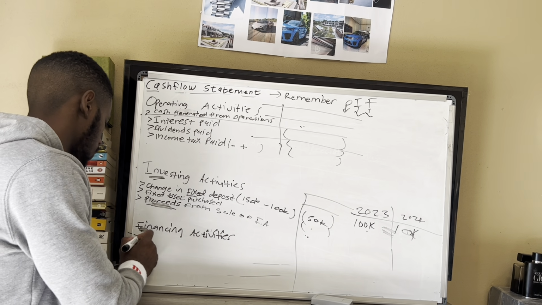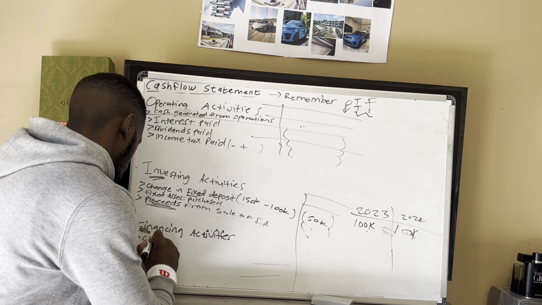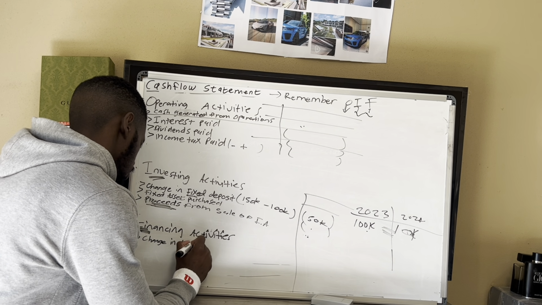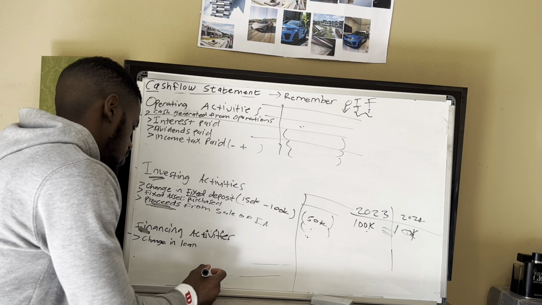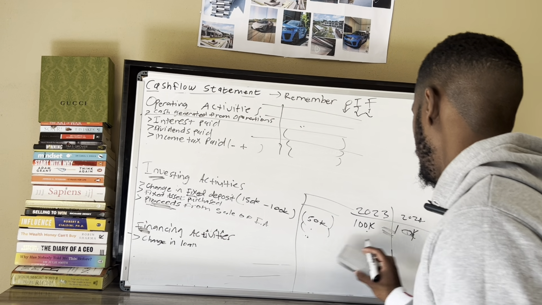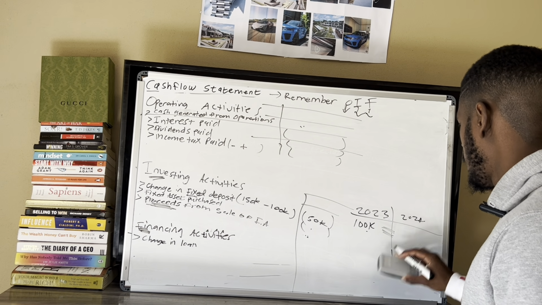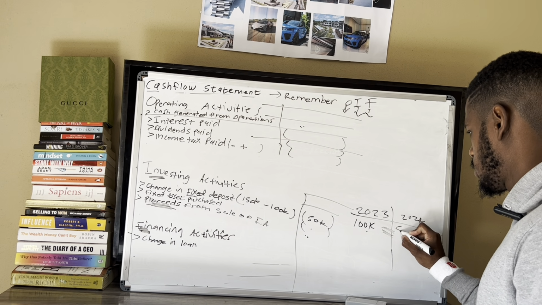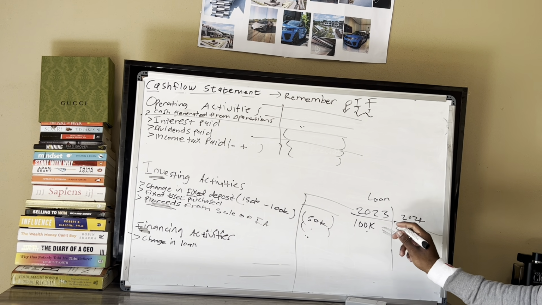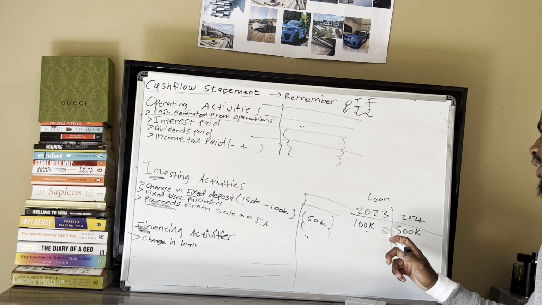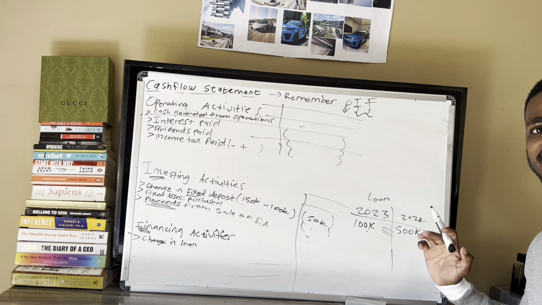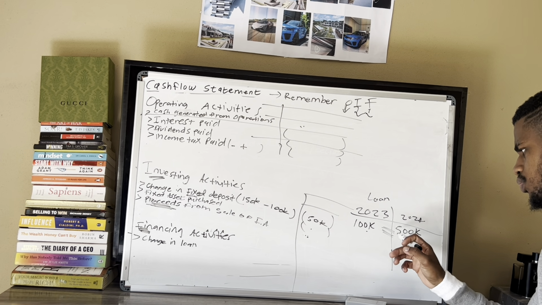So here we can say change in loan. Let's make an example with the loan. Let's say our loan last year was 100,000. Now this year our loan, this is how the loan appears in your exam, is 500,000. Our loan has increased.